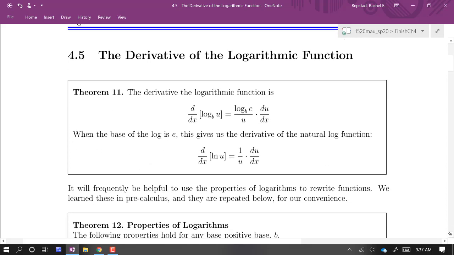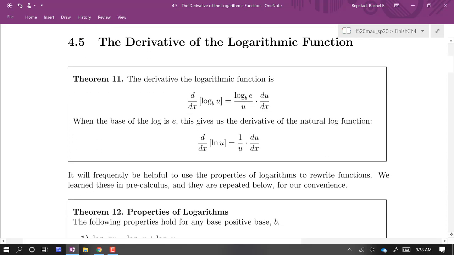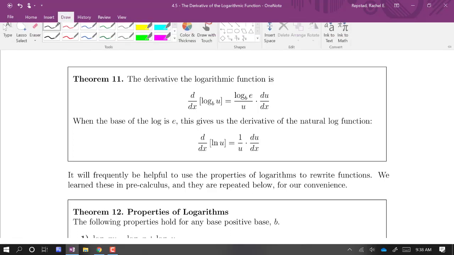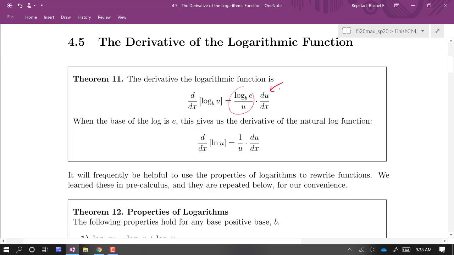The derivative of the log base b function, the derivative of log base b of u, is equal to log base b of e divided by u times du dx. So there's the basic form, right? Log base b of e over u, and then of course we always have the chain rule at work. Here e is Euler's constant. That's the base of the natural log. Note that if we're taking the derivative of the log base e, the natural log, it's just 1 over u times du dx, because of course the log base e of e is equal to 1.